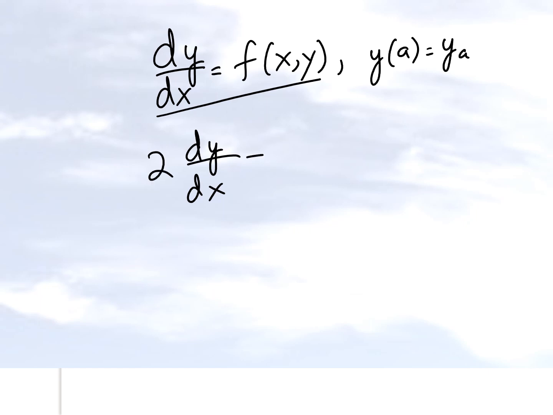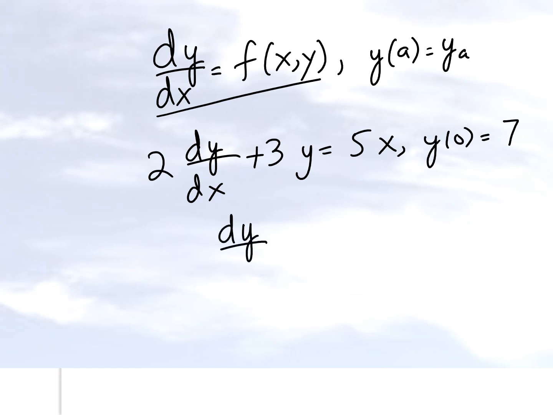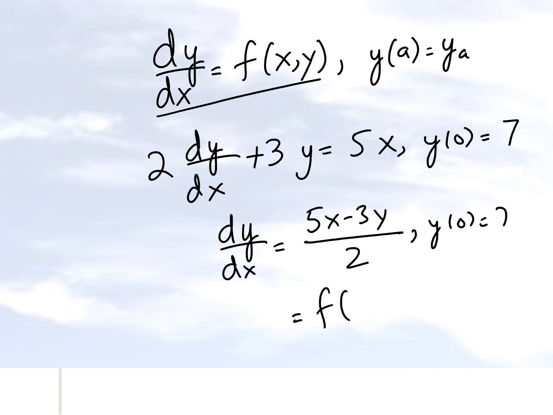So let's review when we had a differential equation like this. Let's suppose we had 2 dy/dx plus 3y equal to 5x, and we were given the initial condition y(0) = 7. In order to solve by Euler's method or by Runge-Kutta method, we rewrote this differential equation in the form needed. We simply took 3y to the right side and divided by 2, with y sub 0 equal to 7, and this becomes our function f(x, y). So let's see how we do that for higher order ordinary differential equations to get a similar format.